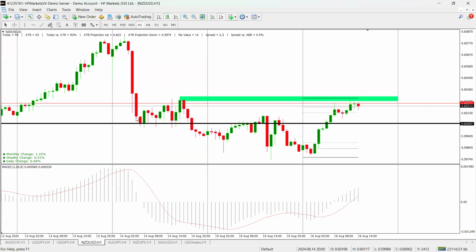MACD. Moving average convergence and divergence.